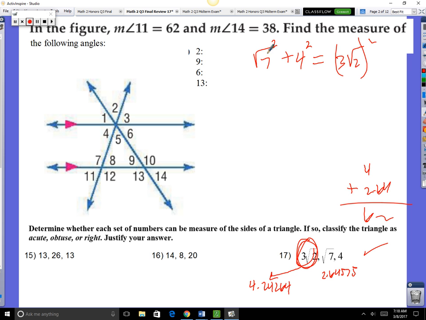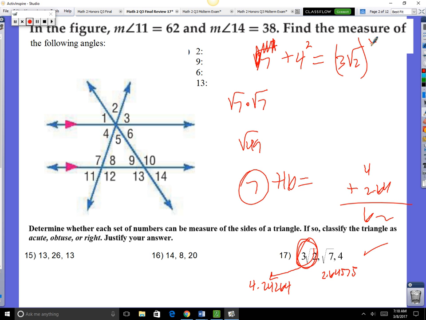Now square it. If you square a square root, they undo each other. So square root of 7 times square root of 7. Squaring something, you multiply it by itself. So square root of 7 times square root of 7 is just the square root of 49, which is just 7. So squares and square roots undo each other. That's going to give me a 7. 4 squared is going to turn to a 16.